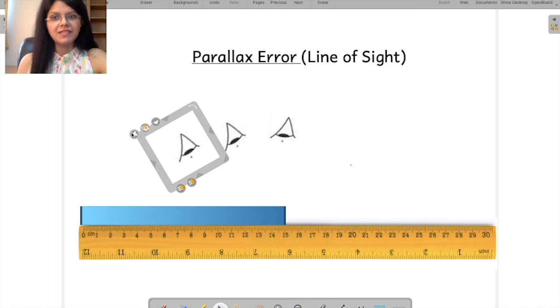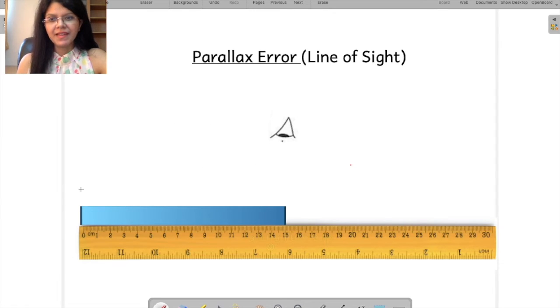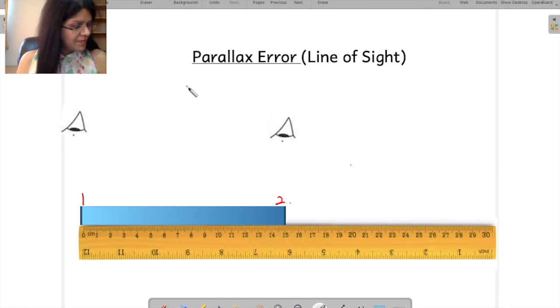If you have to take the reading at the two ends, end 1 and end 2, you have to move your head all the way from this location and come all the way to this location. You cannot be static at one location and keep looking one way and the other way to note down the readings.